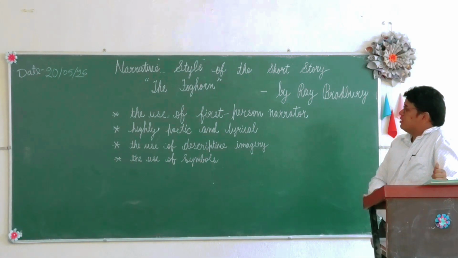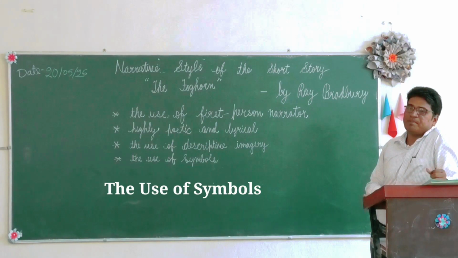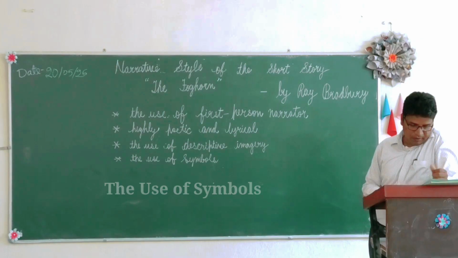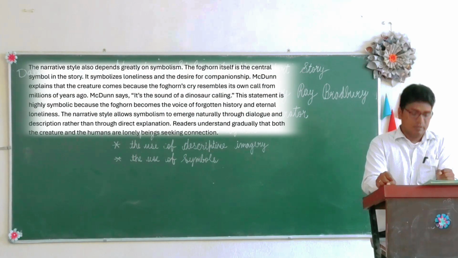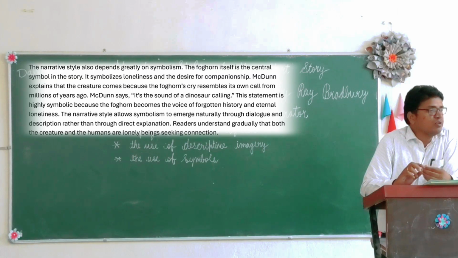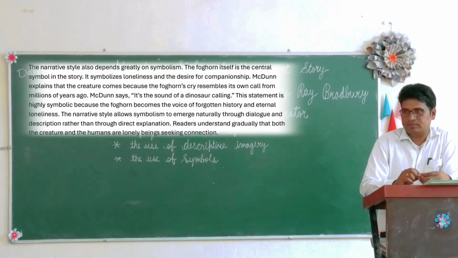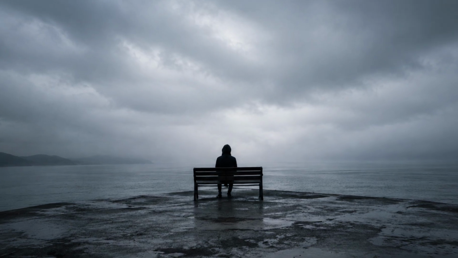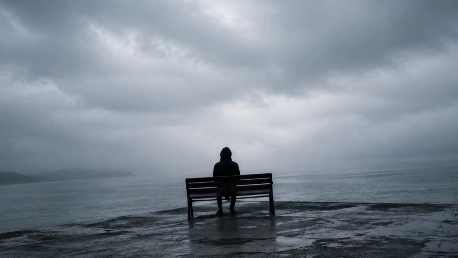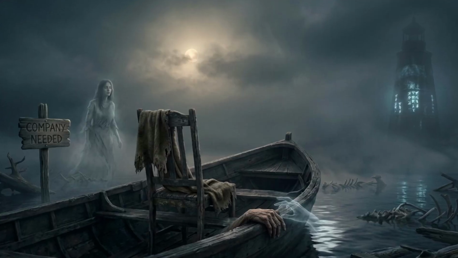The next point, use of symbols. The narrative style also depends greatly on symbolism. The foghorn itself is the central symbol in the story. It symbolizes loneliness, the desire for companionship.